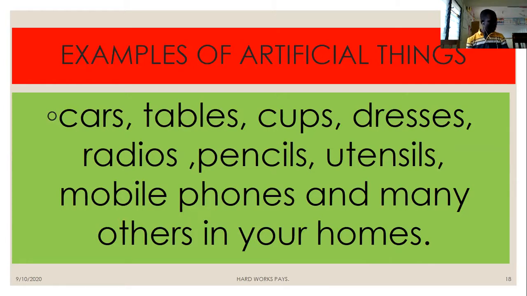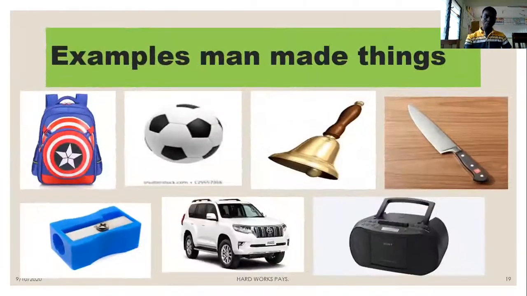When you go to your bedroom, you see a lot of artificial things. When you go to your kitchen right now, you see a lot of what? Artificial things. When you go to your sitting room, you see a lot of artificial what? Things. When you come to the Light Academy, your classroom, you see a lot of artificial things. Very good.